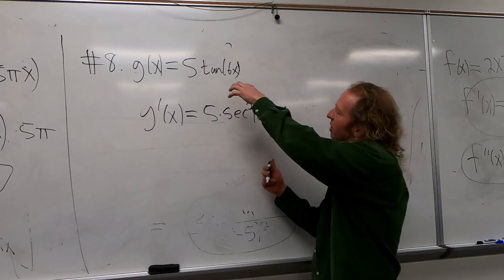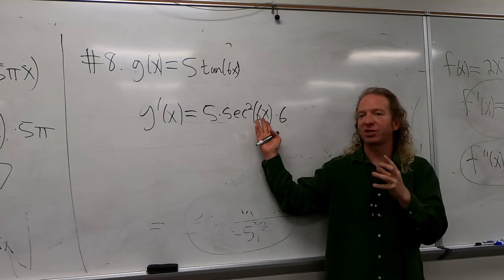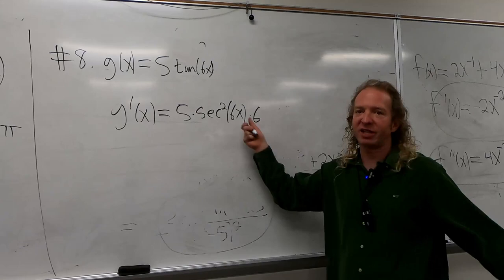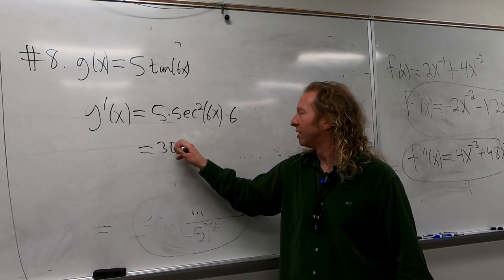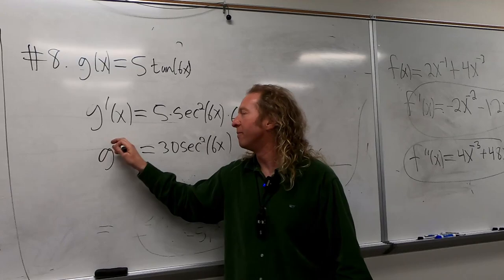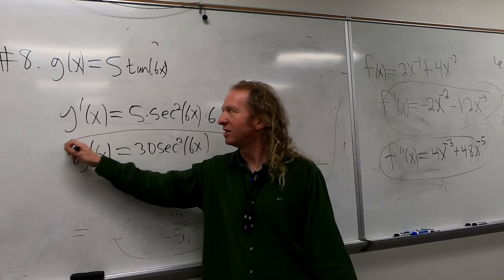So the derivative of tangent is secant squared. You leave the inside untouched, and then you multiply by the derivative of that inside function. The derivative of 6x is 6. Now you can multiply these, right? So you're going to get 30 secant squared of 6x. And this will be g prime of x. That's it. So nice, easy warm-up problems. We should probably do number 9.